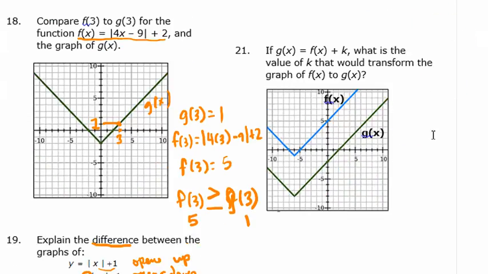All right, and then if you look at 21, it's another similar problem. Okay, compare what would transform f of x to g of x. So f of x to g of x. So just look at the vertexes. There's f of x, there's g of x. That's down 1, 2, 3, 4, 5, 6, 7. So then k equals -7.